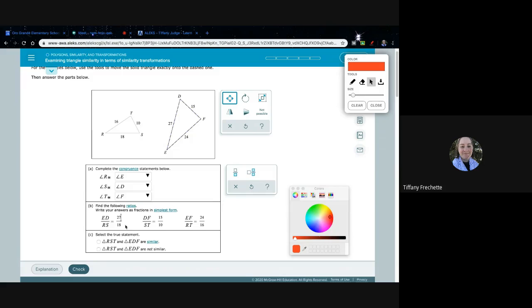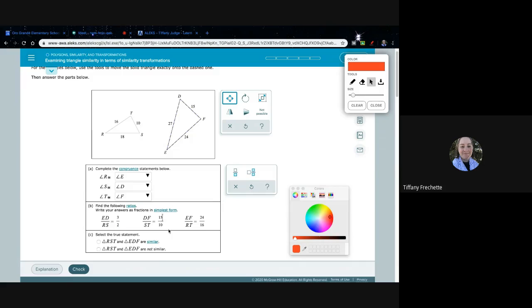So it looks like 27 and 18 can both divide by 3. So if I divide by 3 on the top, I get 9. If I divide by 3 on the bottom of it, I get 6. Okay, I could have divided by 9, right? So it's okay if you don't see that right away. That's why I went ahead and divided by 3, because I can go 9 divided by 3 and I get 3. 6 divided by 3 and I get 2.